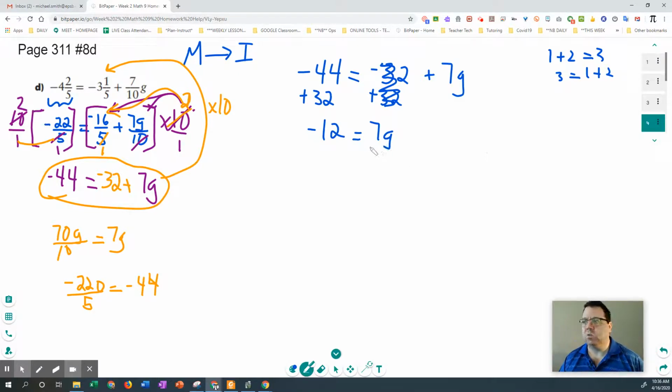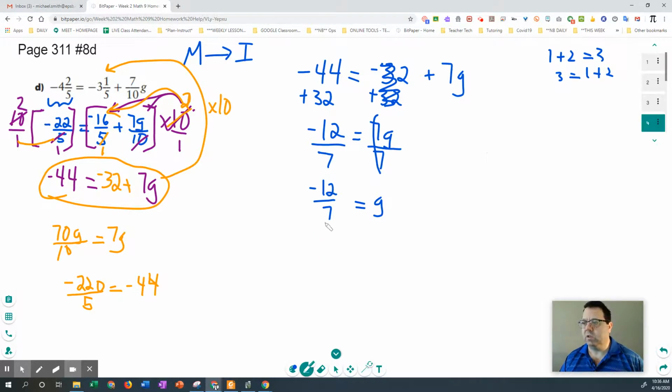7g implies multiplication, so what's the opposite of multiplication? Remember, we're always undoing. We're always doing the opposite. Negative 12 divided by 7. Whatever you do to one side, you do to the other. And g is equal to negative 12 over 7.